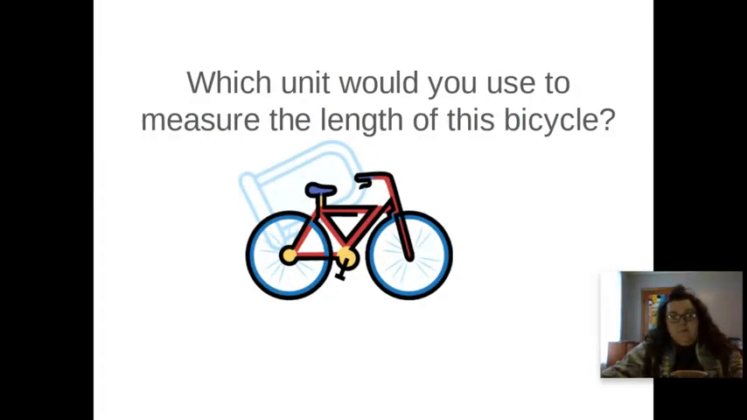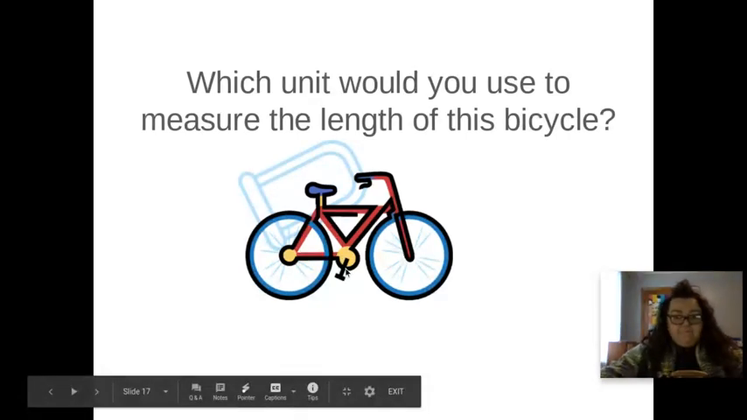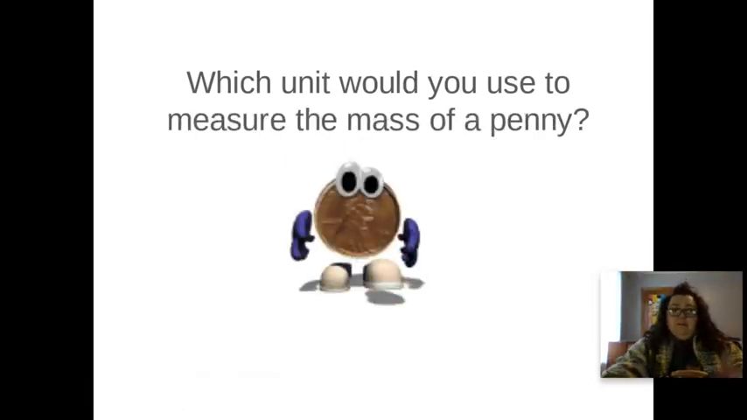So like on this one, which unit would you use to measure the length of this bicycle? So you got to think, what units measure length? And then you got to think about, well, how big is a bike? A bike that you would ride, it wouldn't make much sense to measure this in, let's say, millimeters, because that'd be a lot of millimeters. So you want to choose whatever unit best fits that. And that's what you would go here.